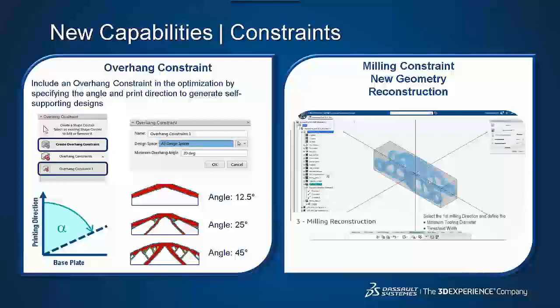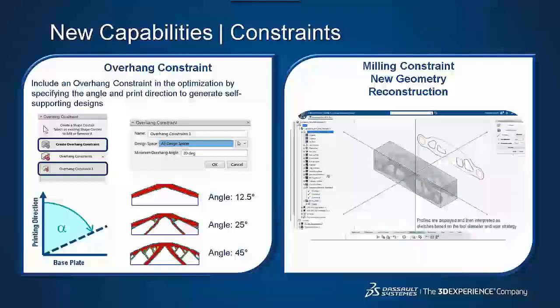So we know for additive, not requiring support structures can really help immensely with manufacturing post-production of these AM parts. So being able to account for this in our part design optimization is a really beneficial thing.